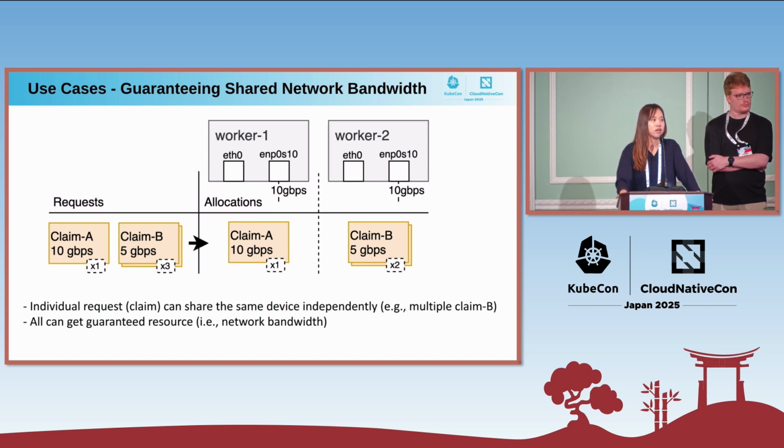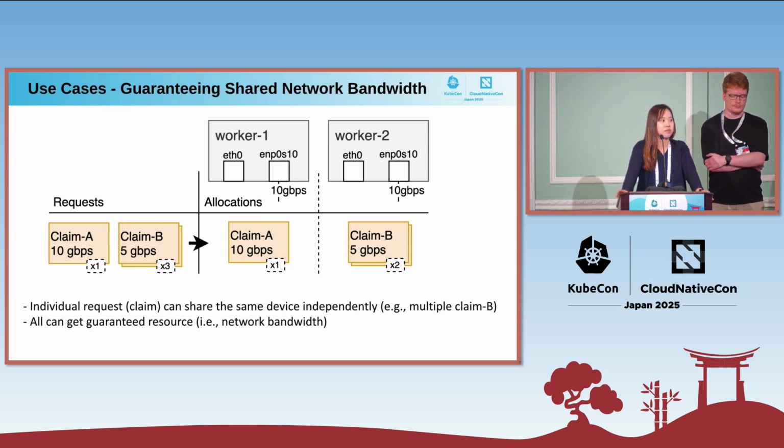While for the second one, they want 5, so for each round, we can schedule only 2 of them on worker 2, while another one has to be pending. So what you see here is 2 things happening that don't happen right now in the current DRA. One thing is that individual requests can be shared on the same device on worker B. The claims for 5 gigabits per second are allocated to the same node independently. And the second thing, the main use case of this one, is that all can get the guarantee of the capacity that they want.